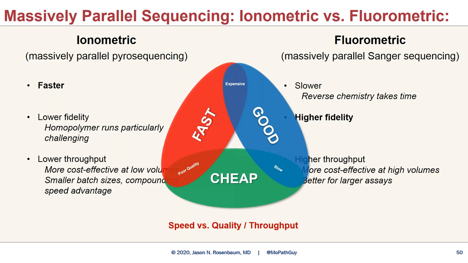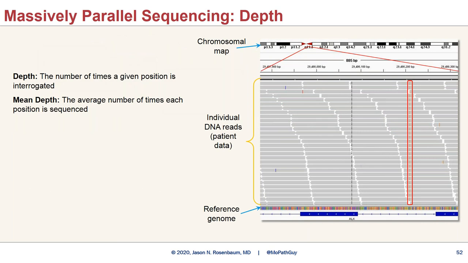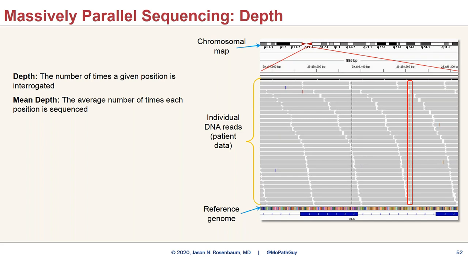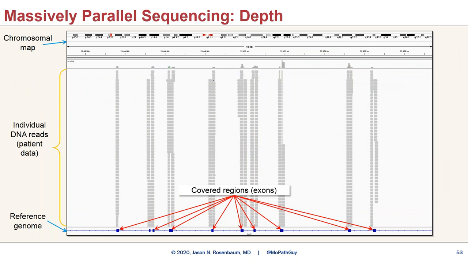Okay, just a few final words. You've heard me mention the term depth a few times. Depth is simply the number of times a given position is interrogated. It's a count of how often you've sequenced a given position in your assay. The mean depth is what it sounds like. It's the average number of times each position is sequenced. Sometimes people use those terms interchangeably.